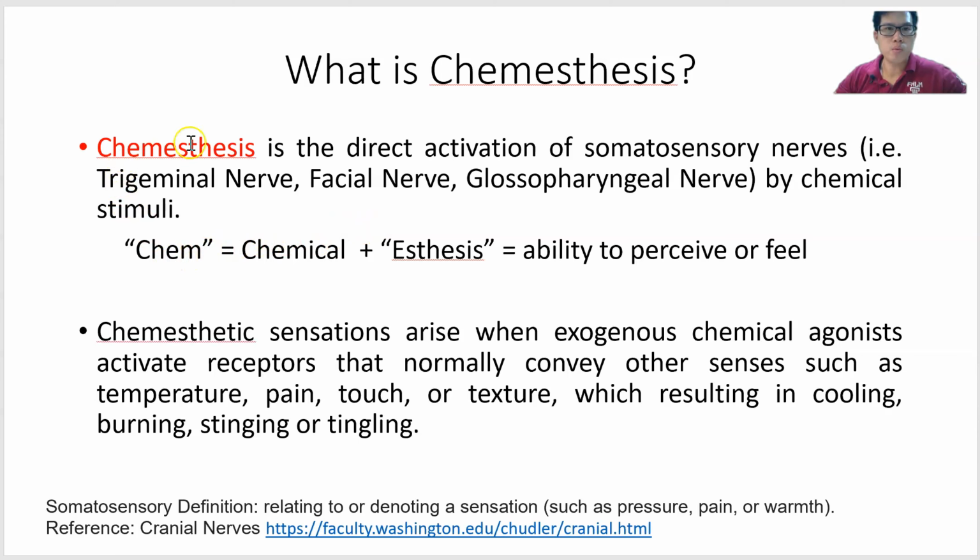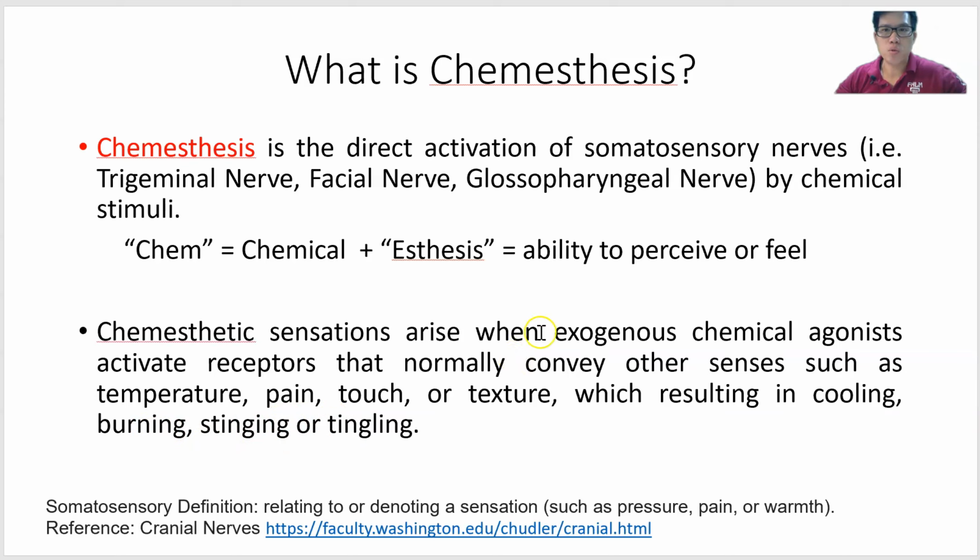So if I break down the word chemostasis, chem is chemical, stasis is the ability to perceive or feel, which means that the chemical gives these feelings to your brain. So all these chemostasis sensations arise when the exogenous chemical agonist activates receptors that normally convey other senses such as temperature, pain, touch, or texture, resulting in cooling, burning, stinging, or tingling sensation.